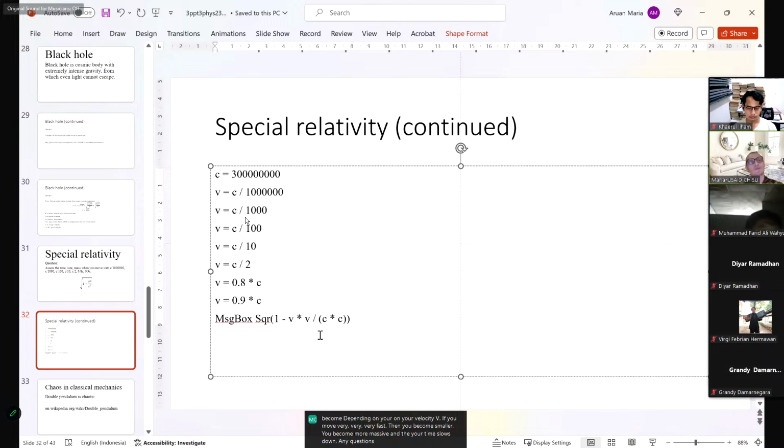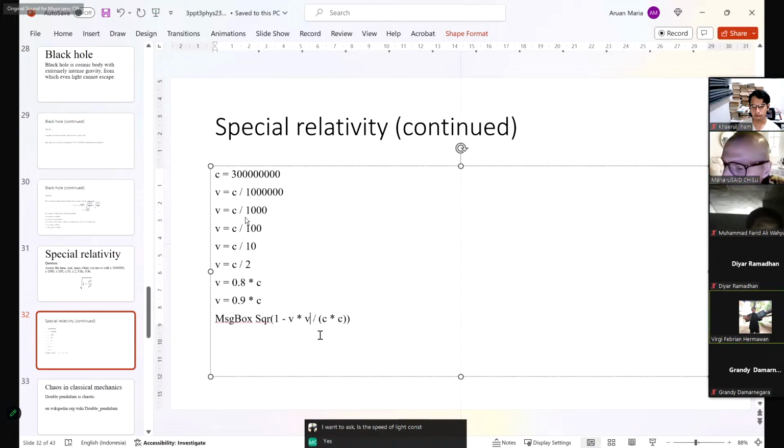Any questions about special relativity in classical physics, about black holes in classical physics, and about anything like projectile, kinetic energy, potential energy, or anything else? Sir, I want to ask, is the speed of light constant in our reference frames?